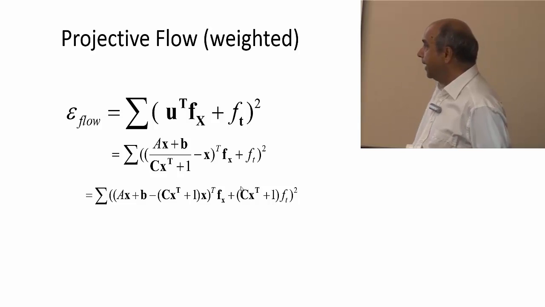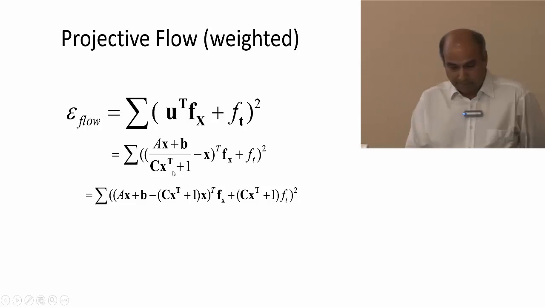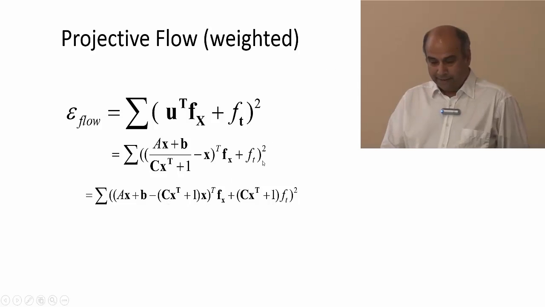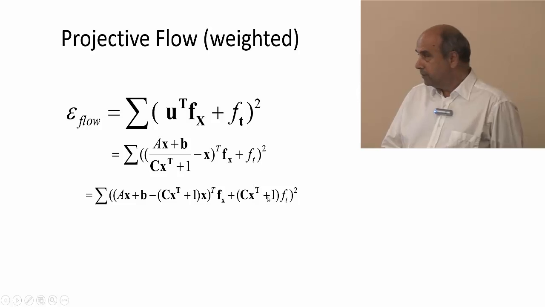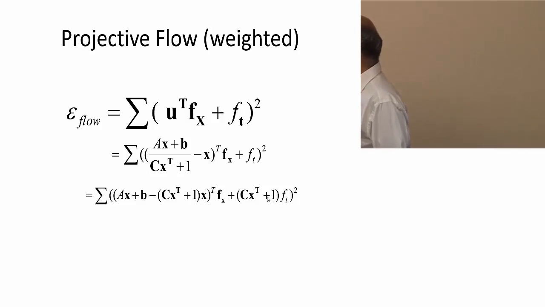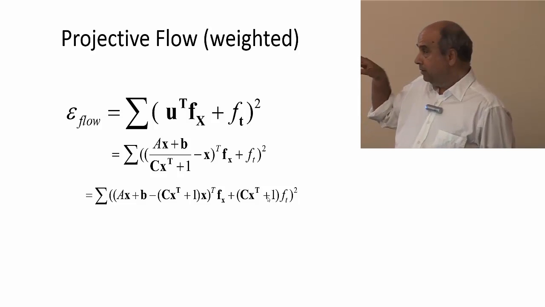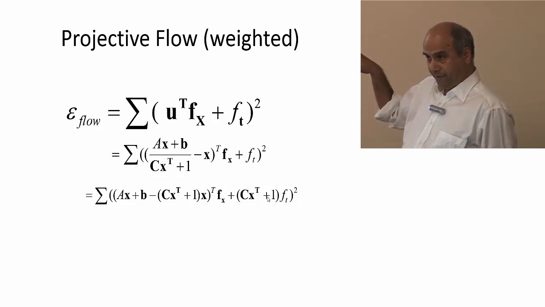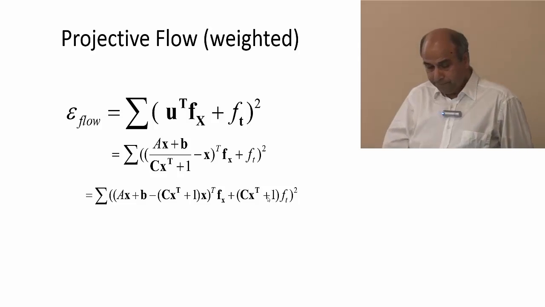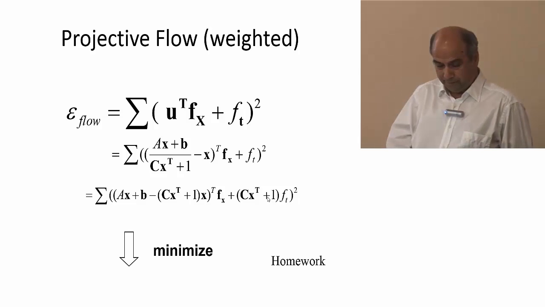Then we have the fx multiplied by Cx transpose plus 1, which is this term multiplied by this, which is here, and then the ft multiplied by this. So now here we have all numerator terms, and we can follow exactly the same thing as we did for affine. We have error, we have unknowns. Now here the unknowns are 8: 4 A's, 2 B's, 2 C's. And you can do this in the homework.